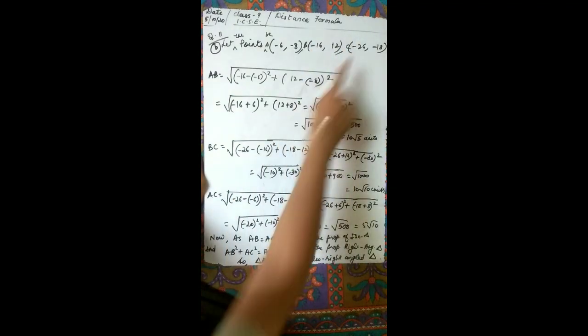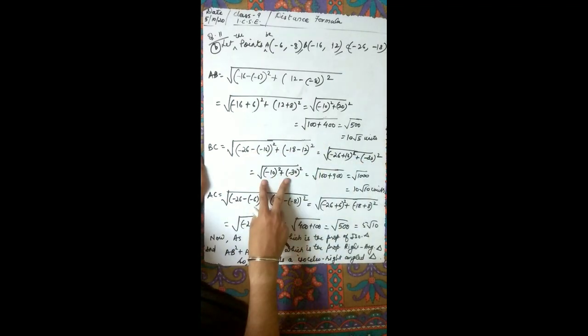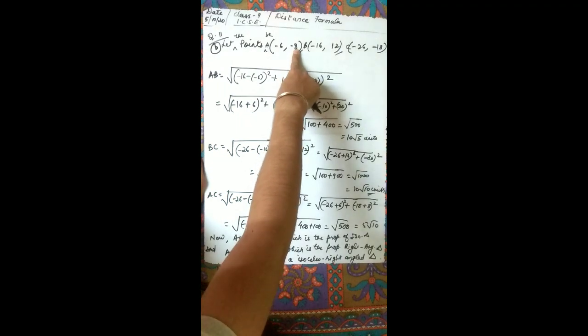Similarly BC: x2 minus x1 the whole square plus y2 minus y1 the whole square, and as you can see I've done it, this is the answer. For AC, again x2 minus x1 the whole square, y2 minus y1 the whole square. Like that I got these three answers. As you can see, wait, this will be 10 root 5. I've written it reversed.